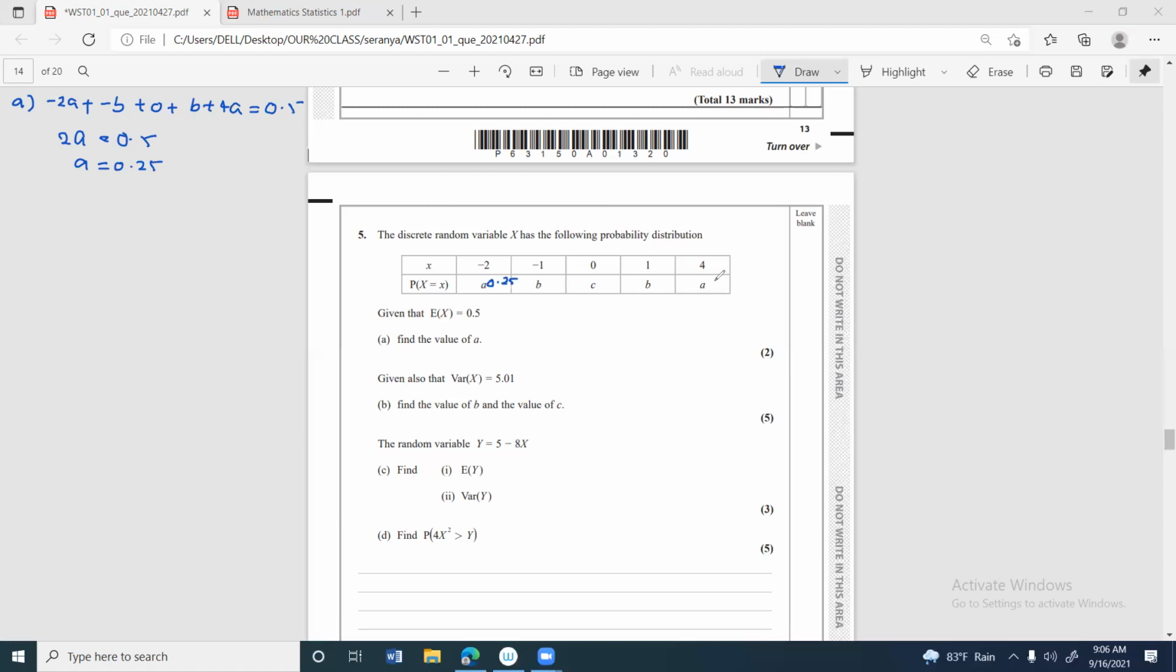So we can fill this one as 0.25. This is 0.25 and 0.25, right? That's given. Also given the variance of X is 5.01. Find the values of b and c.